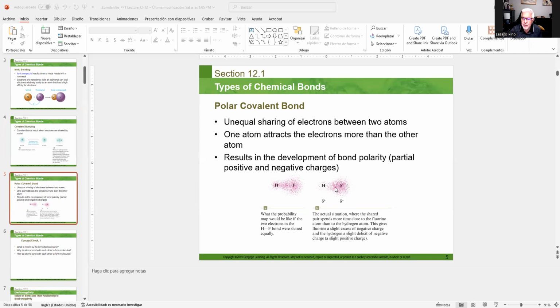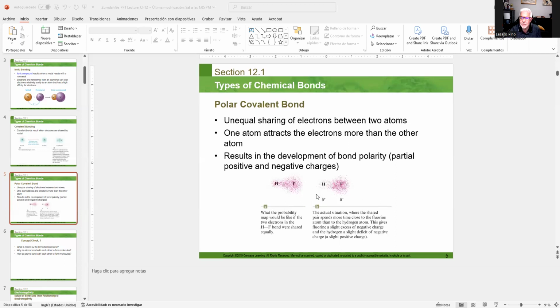around fluorine, for example. In this case, fluorine is more electronegative than hydrogen, in which you have less density of electrons. So you find in hydrogen a delta positive charge. It's not exactly a charge, it's just a higher density of electrons and a certain lack of electrons.